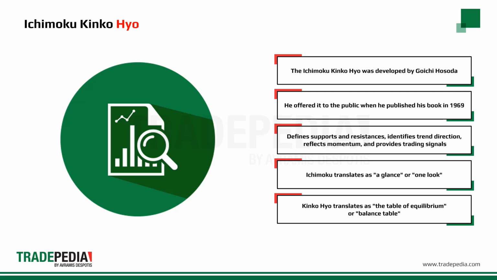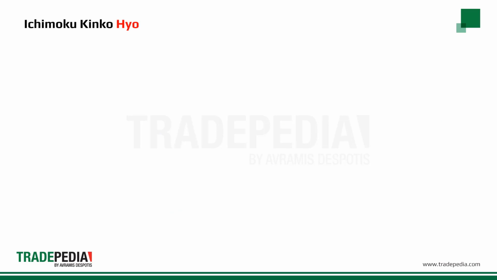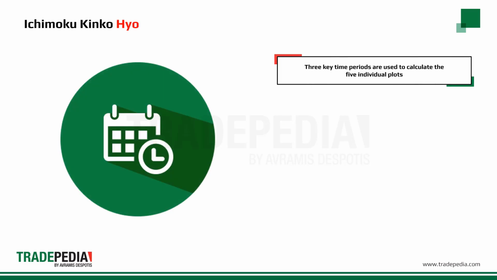Kinko translates as the table of equilibrium or balance table. So, with one look, chartists can identify the trend and look for potential buy and sell signals within that trend. 3 key time periods are used to calculate the 5 individual plots used in the indicator.